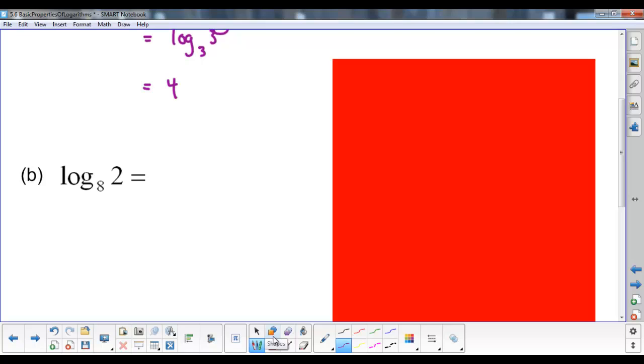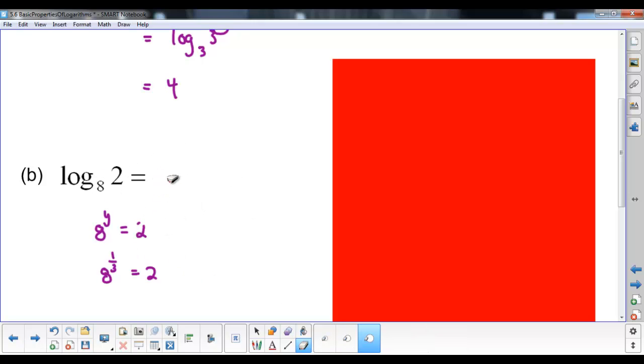Okay, so in this second example, before we develop a rule for it, let's find out what the answer is and see if we can find a pattern. If I write this out in exponential form, let's say our answer is y, then 8 to the power of y would be equal to 2. I know that if I took the cube root of 8, my answer would be 2. So the answer to this question is 1/3. So how did we get the 1/3?